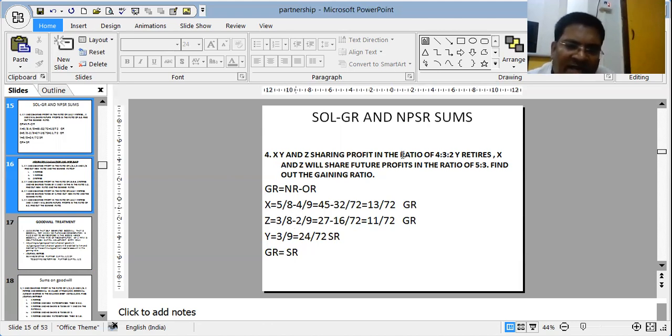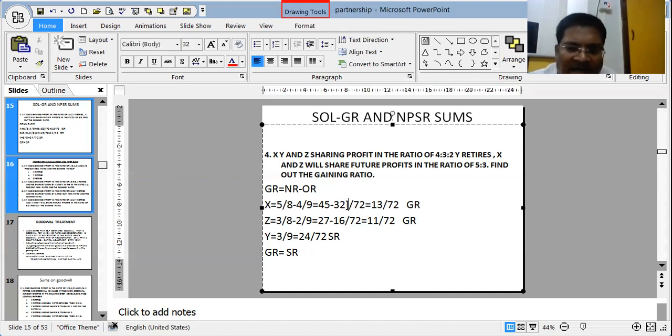Minus the old ratio. X's old ratio is how much? 4 plus 3, 7 plus 2, 9. That means 4 by 9. And Z's old ratio is 2 by 9. So when we subtracted, we got what? When we subtracted, we got 13 by 72, one partner, and other partner 11 by 72. So 13 by 72 and 11 by 72. We got this much.